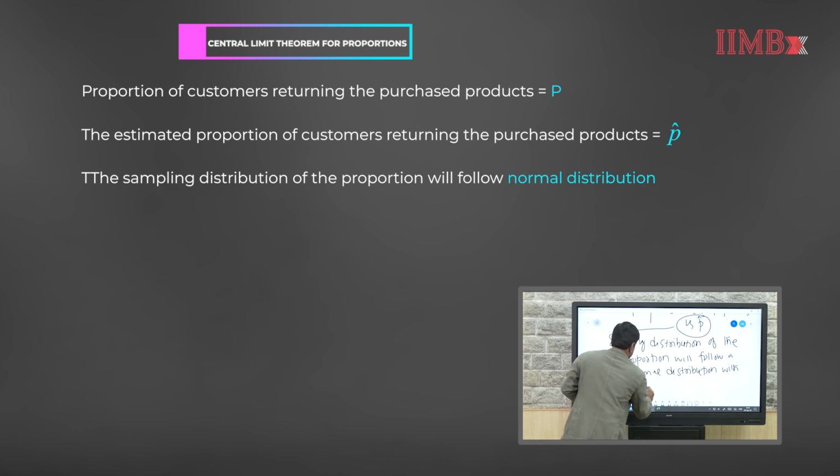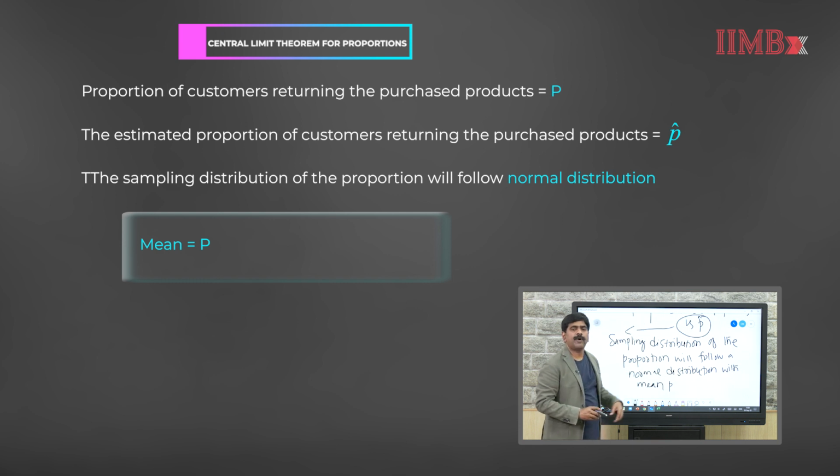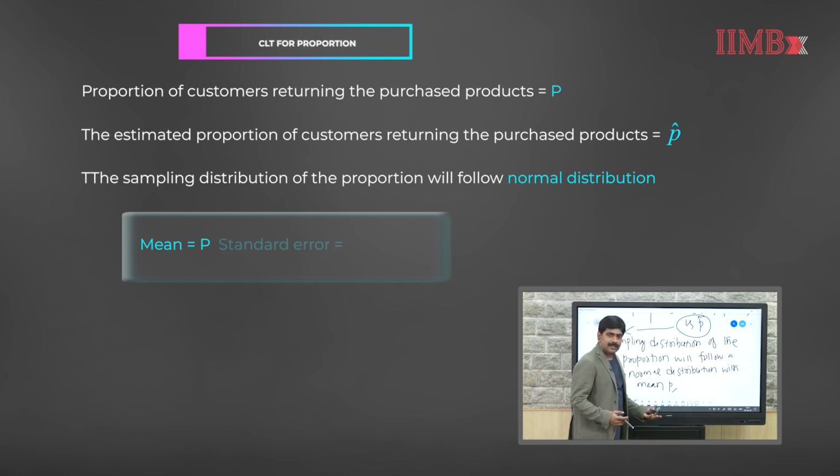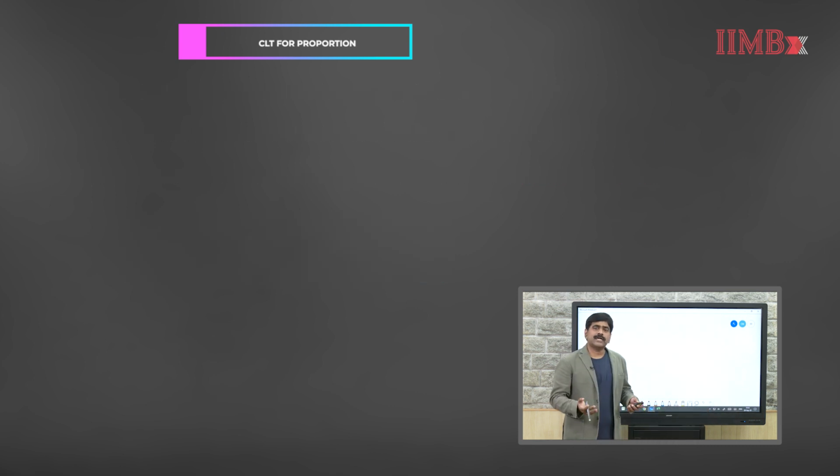With mean P, which is same as the population proportion. The standard error is under root P times 1 minus P divided by n. Let us try to understand the central limit theorem for proportions.